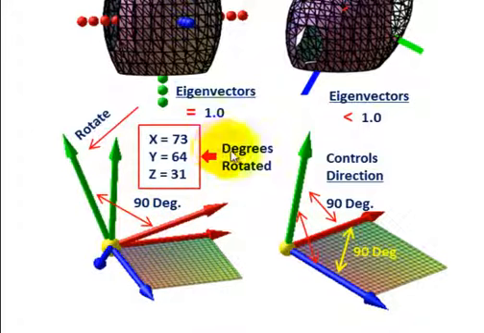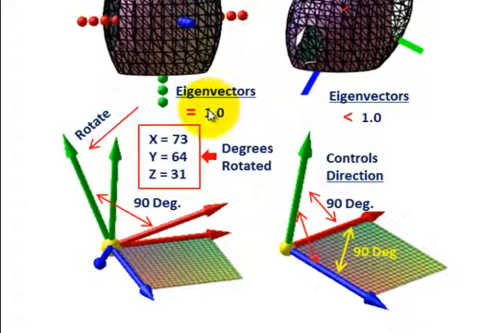But what's happening here, I just calculated out the degrees of rotation. In X, it's going to go 73 degrees, in Y, 64 degrees, and in Z, 31 degrees. So you can see we've got our axis of rotation here in 3 different axes. And when we do that, our eigenvectors are going to actually equal 1 after we do this rotation.